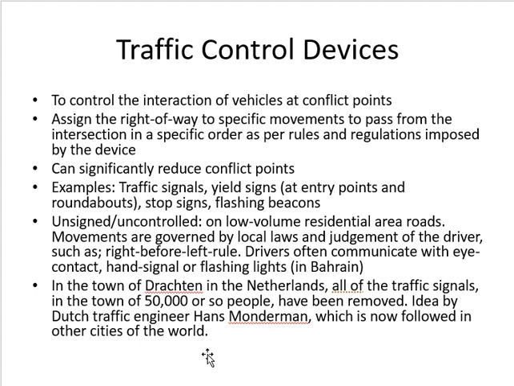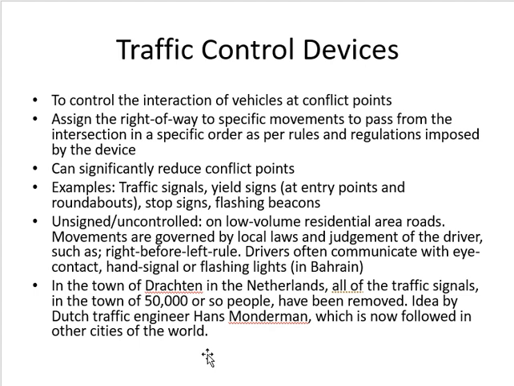So these control devices will assign right of way to vehicles to pass in different directions at different times, maybe from different places or whatever. It depends upon the type of device you have. Like I've shown you in the previous slide, it can reduce the conflict points as well. So conflict points are totally gone. It can happen as well.